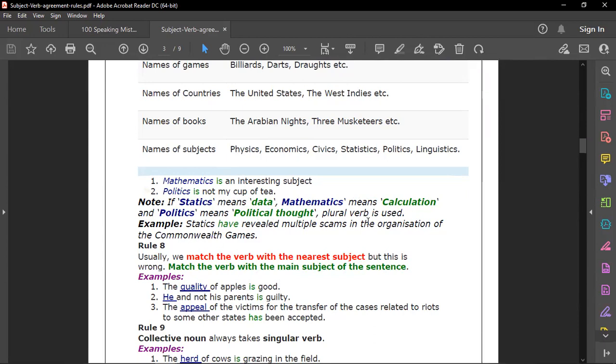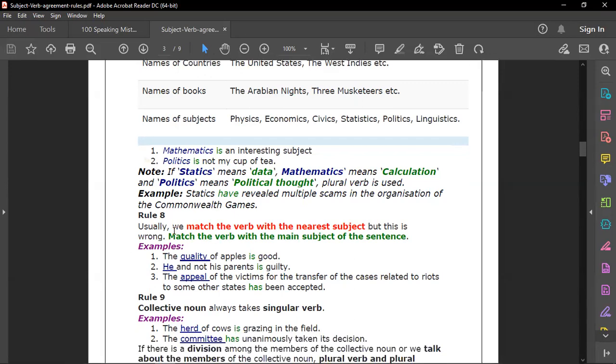then a plural verb is used. Like statistics have revealed multiple scams in the organization of the Commonwealth Games. Statistics is not a subject here. It's talking about the figures of any kinds of things like data and all.